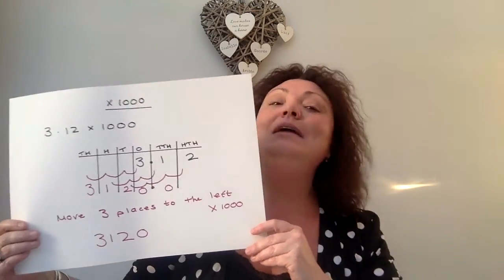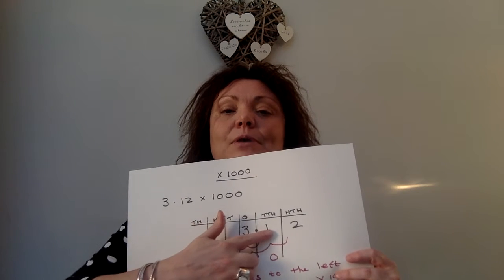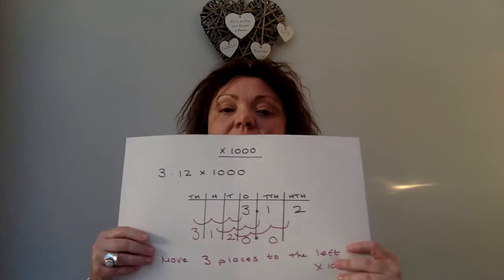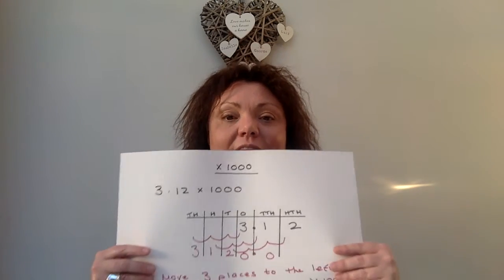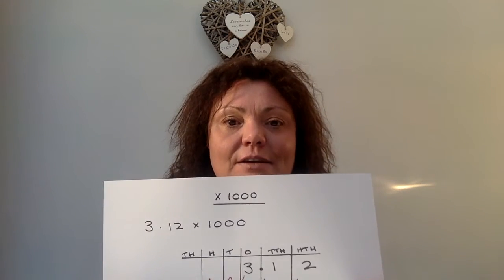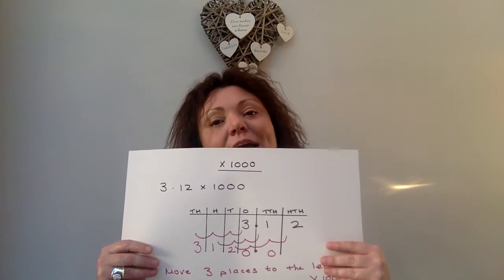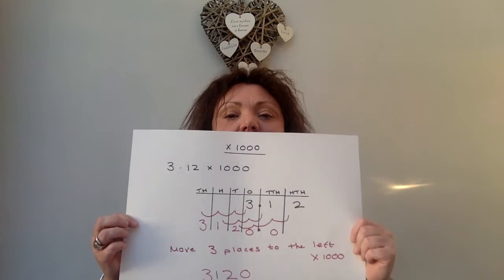All right, so we are multiplying the same number again. We have got 3.12. We've got the 3 in the ones, the 1 in the tenths, and the 2 in the hundredths. So how many places do you think we are moving it to the left now, making it bigger? How many zeros are there in 1,000? Shout it at me. I can hear you. 3 zeros. So we are going to move it 3 places to the left, timesing it by 1,000.